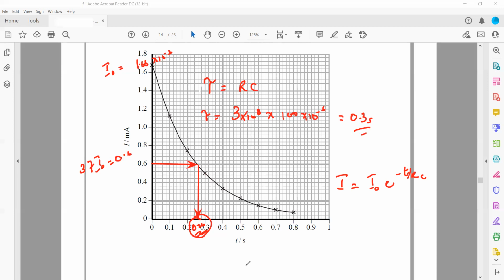Is it clear? When it is discharging, we take 37% of its original value, and when it is charging, we take 63% of its maximum value.